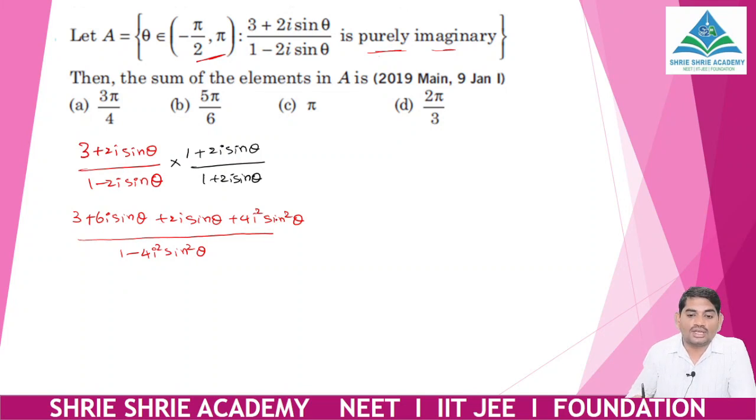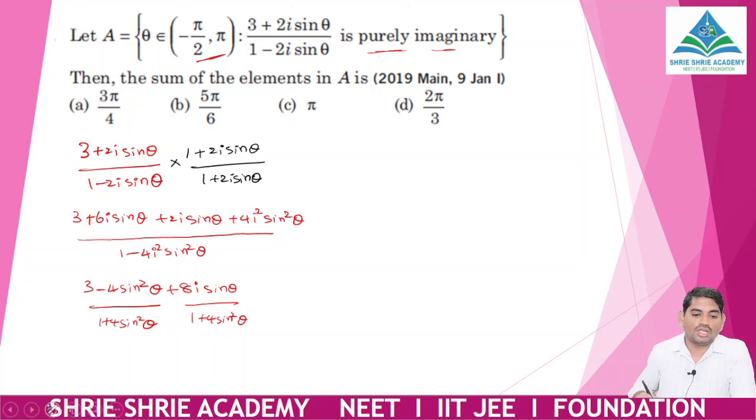So in the numerator, what is the real part? 3 minus 4 sin square theta, plus 8 iota sin theta. The denominator is 1 plus 4 sin square theta. So the real part is 3 minus 4 sin square theta divided by 1 plus 4 sin square theta, and the imaginary part is iota into 8 sin theta divided by 1 plus 4 sin square theta.